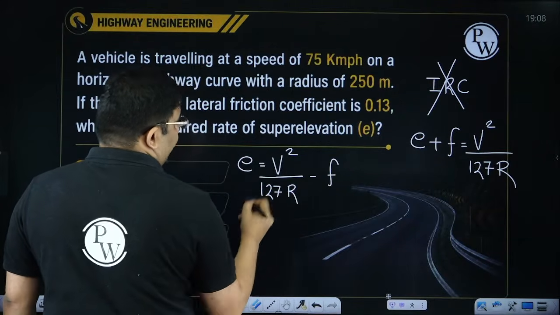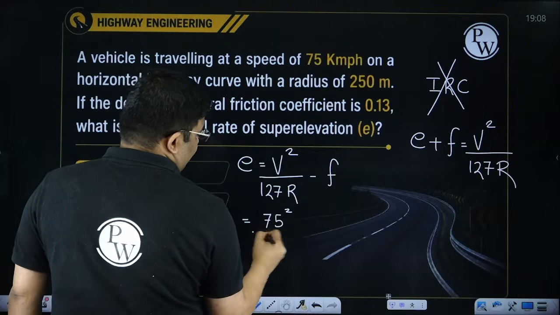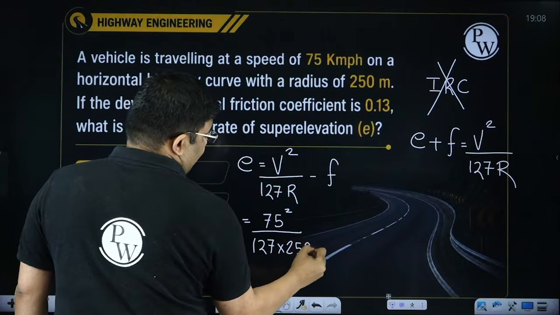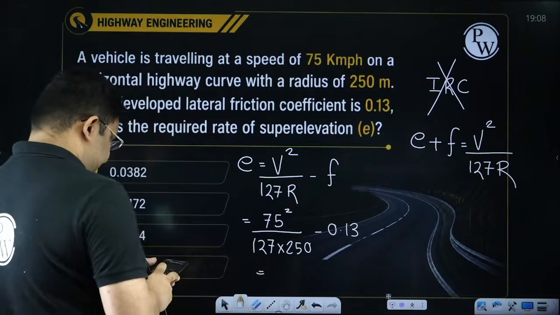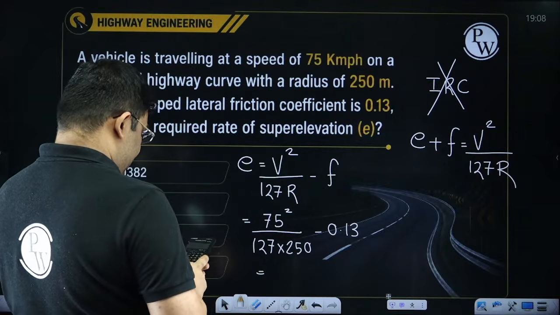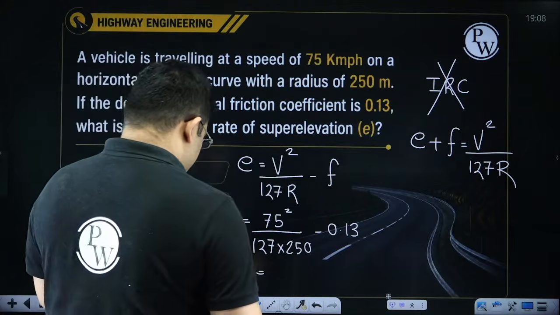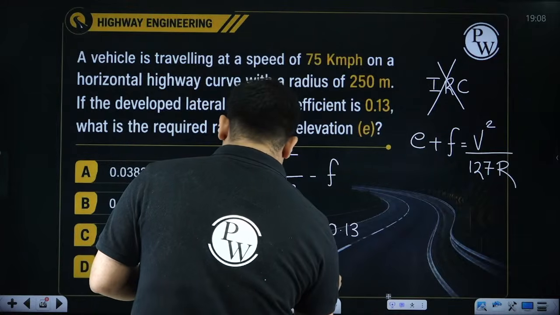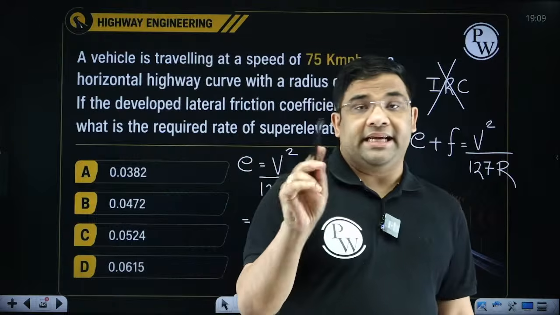See, V is 75. So 75 square divided by 127, the radius of the curve is 250, and then we'll subtract this f, which is given as 0.13. Let us calculate: 75 square divided by 127 divided by 250 minus 0.13. It is coming 0.0472.